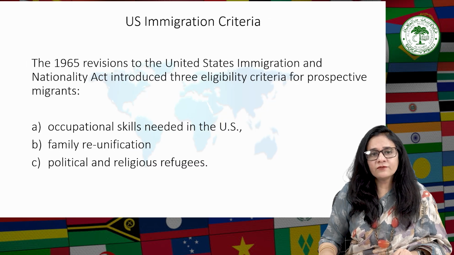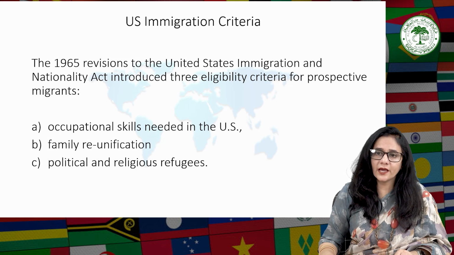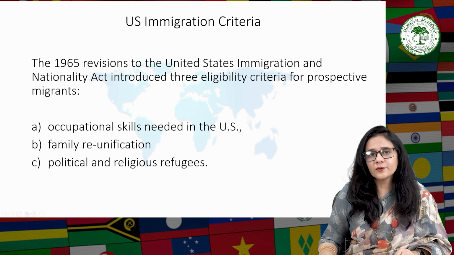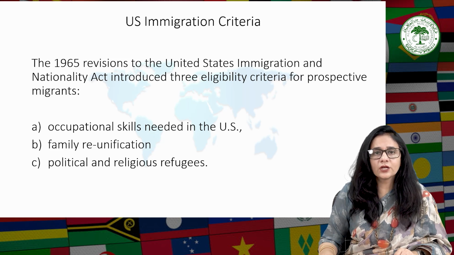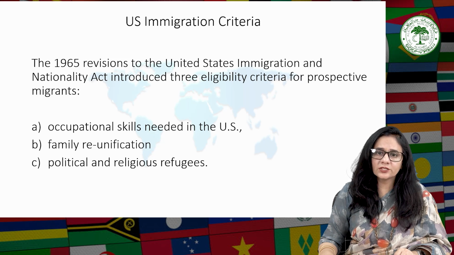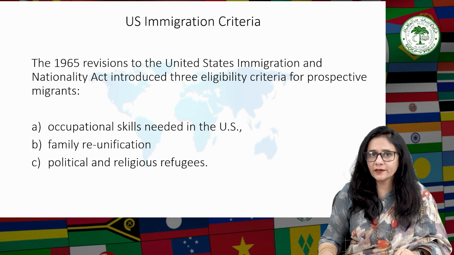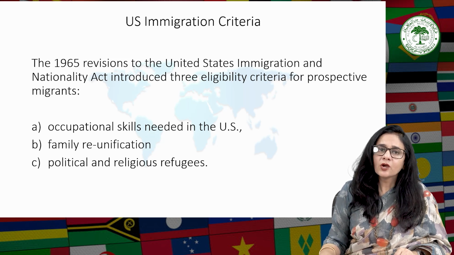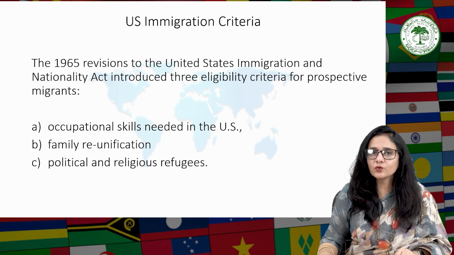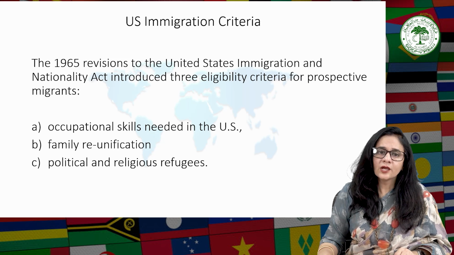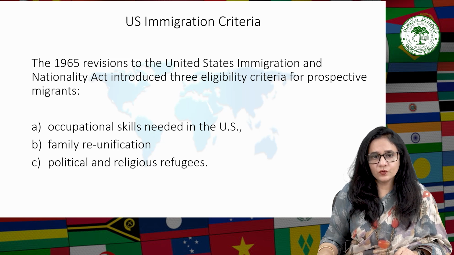The 1965 revisions to the United States Immigration and Nationality Act marked a watershed movement in immigration policy. These revisions prohibited discrimination based on country of origin and introduced three eligibility criteria for prospective migrants. Number one, occupational skills needed in the US. Second, family reunification. And third, political and religious refugees.